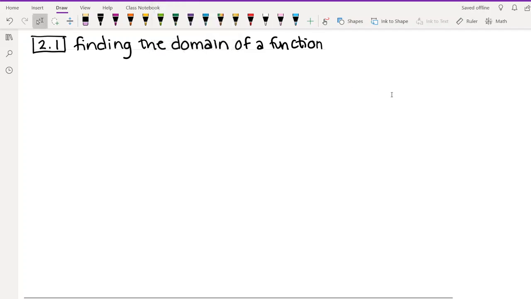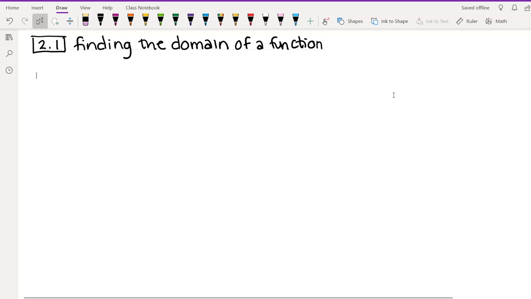Hi everyone. So in this video, we're going to put together some of the things that we talked about in the last two videos. So two videos ago, we learned what the domain of a function is, right? We learned that the domain of a function is the set of all values that you're allowed to input into the function.